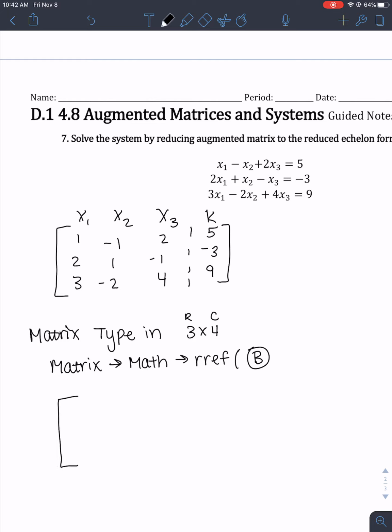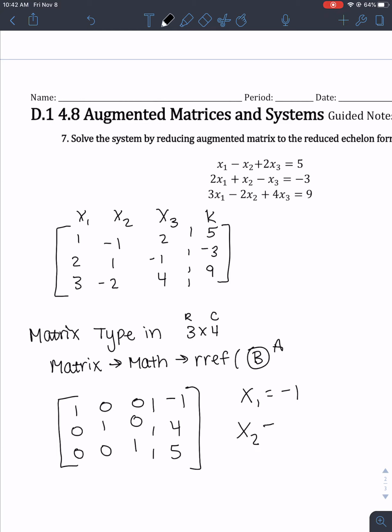And you'll get 1, 0, 0, 0, 1, 0, 0, 0, 1. Look, that's what we wanted before, with -1, 4, and 5. So what that tells me is x1 equals -1, x2 equals 4, and x3 equals 5. Or you have an ordered triple of (-1, 4, 5). We won't worry so much about ordered triples, but that would be your solution to your system.